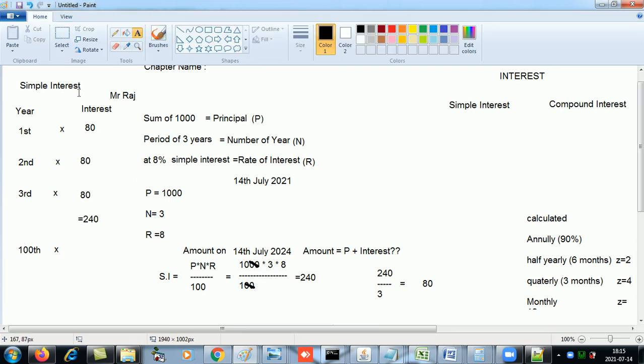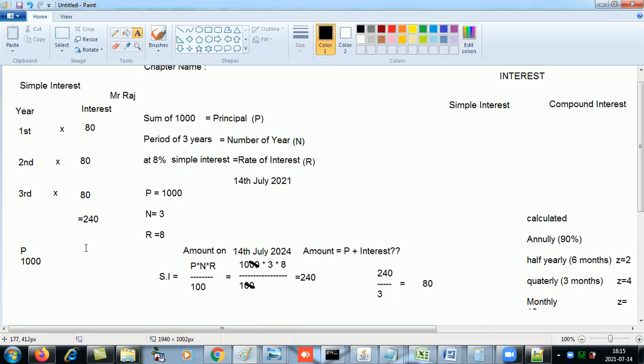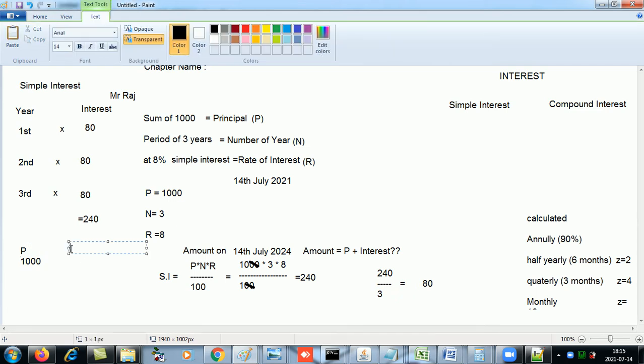Okay, so what was his principal after the first year? So the amount, rather, if I calculate the amount, so the amount which he had, the principal which he had kept was 1000 rupees. Now after the first year, how much interest got added? 80. So what is the amount in the bank after first year? 1080. Now second year, how much interest got added? 80. Amount after second year?